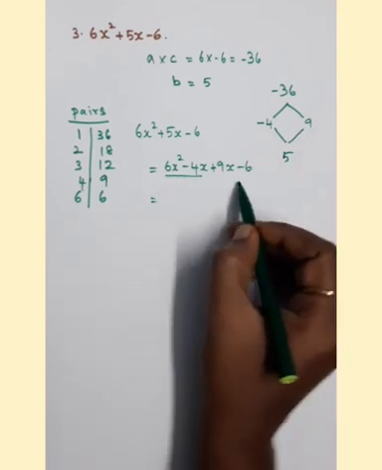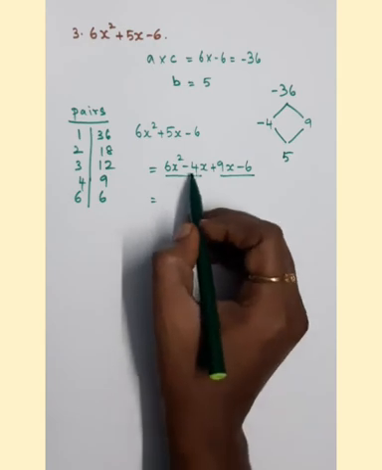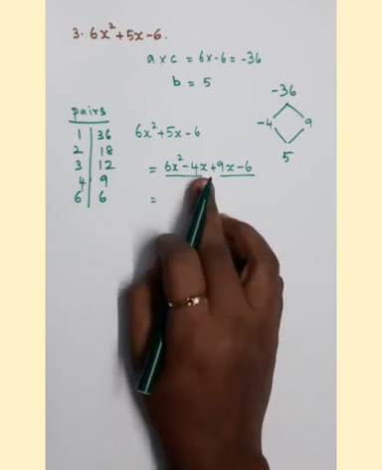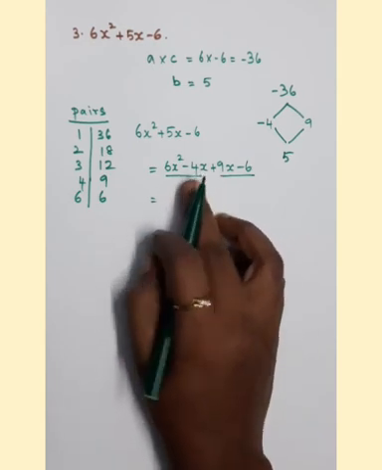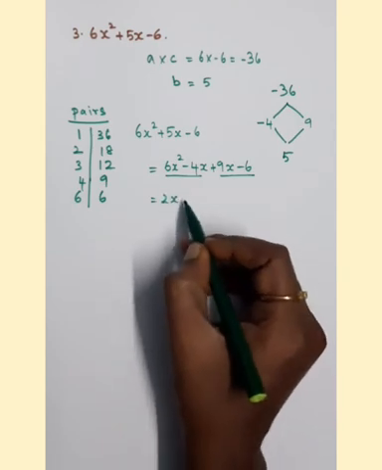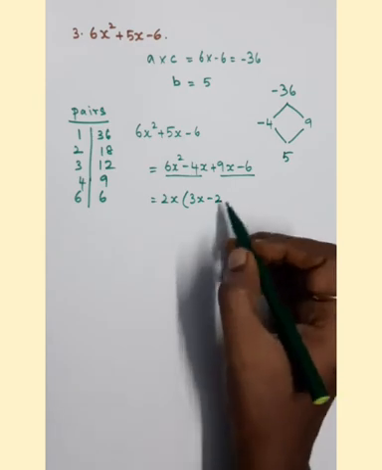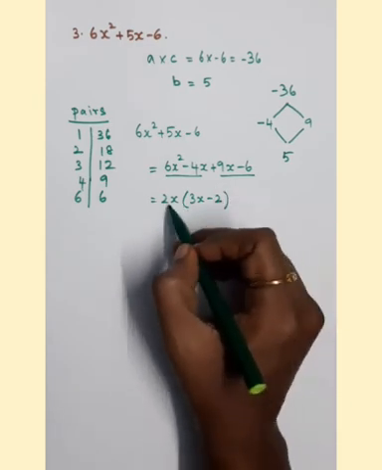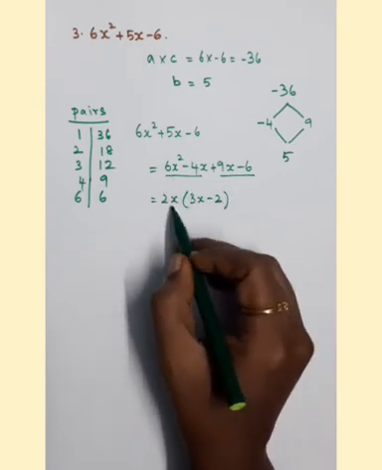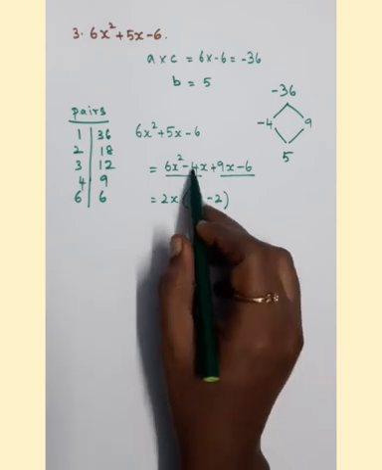So first two terms, last two terms we are going to group it. So in the first two terms 2x is common. So I am taking 2x as common, and we can write this as 3x minus 2. 2x into 3x is 6x squared. 2x into minus 2 is minus 4x.